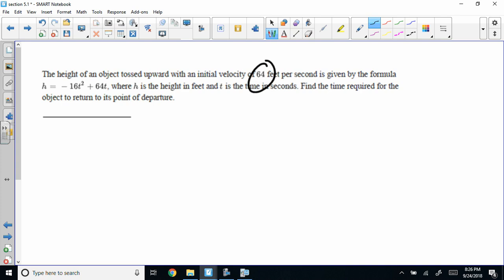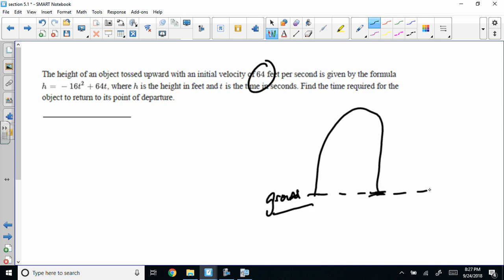So there's two ways to think about this. There's the ground. That sucker's going up, coming back down, right? So all you're doing is -16t squared + 64t equals what?